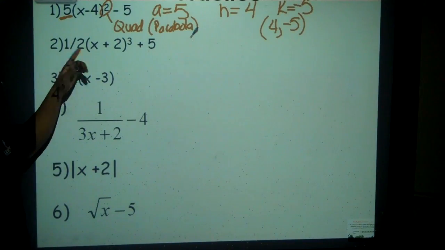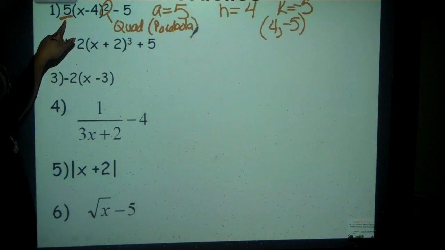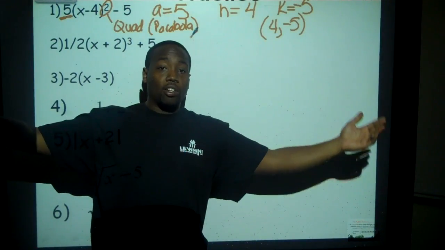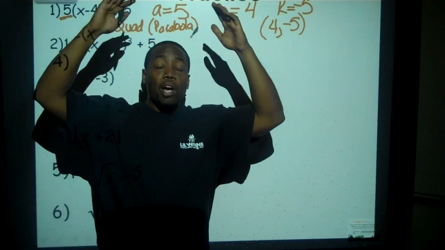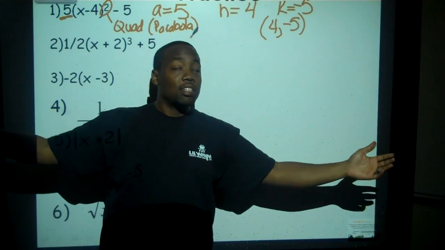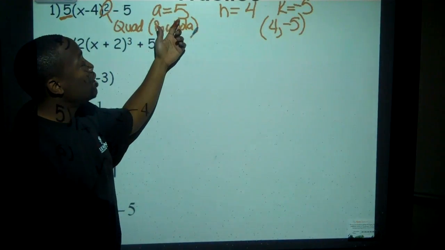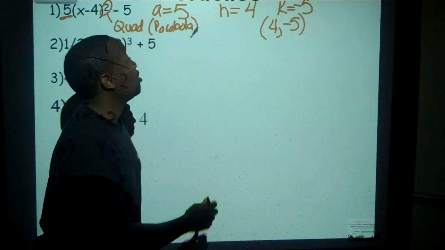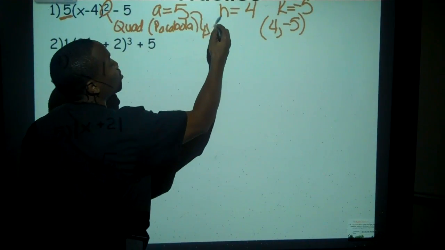Oh, one more thing I forgot to mention. Because the a is 5, what happens to the graph when it's 5? In this situation, because I have a 5, it's going to shrink, so it's going to get closer to the y-axis, so it's going to get smaller. This also lets me know that this is going to shrink.